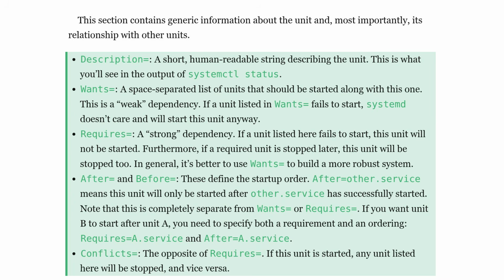Wants, a space-separated list of units that should be started along with this one. This is a weak dependency. If a unit listed in Wants fails to start, systemd doesn't care and will start this unit anyway. Requires, a strong dependency. If a unit listed here fails to start, this unit will not be started. Furthermore, if a required unit is stopped later, this unit will be stopped too. In general, it's better to use Wants to build a more robust system.